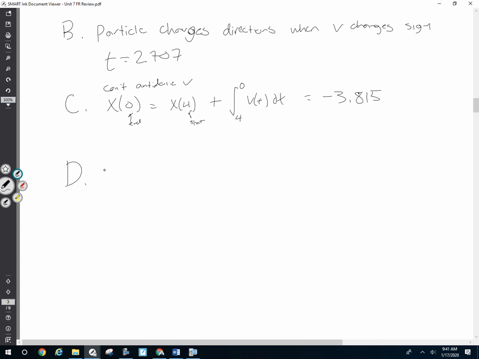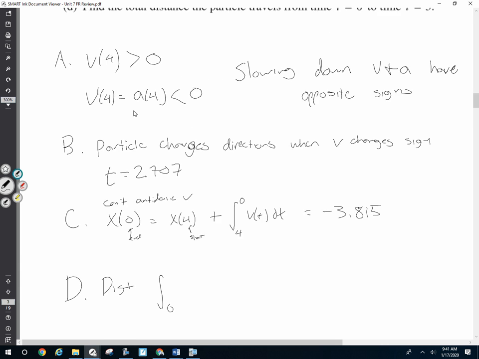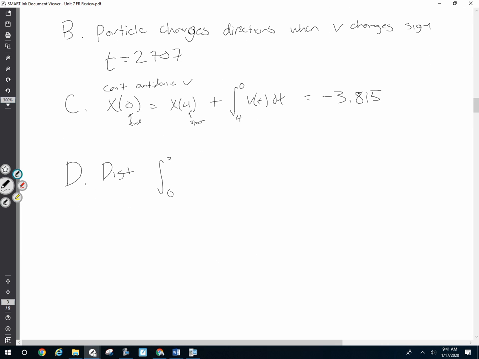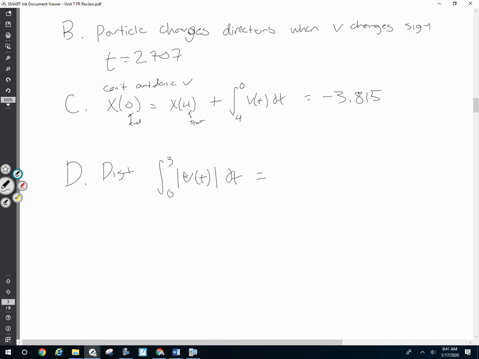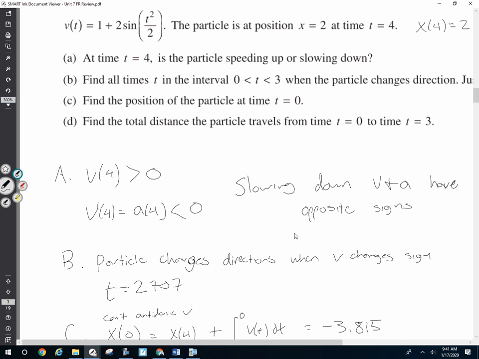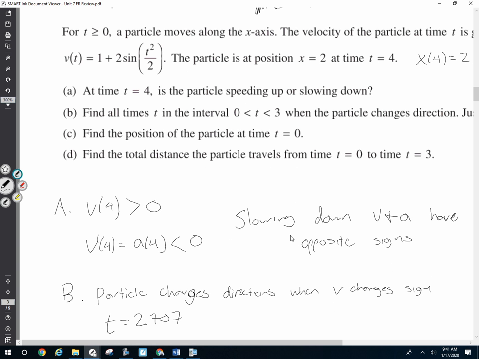Part D, find the total distance. Piece of cake. Distance is the integral from 0 to 3 of the absolute value of v. If v is listed, you do not have to rewrite it. I would expect you to write what you're typing into your calculator. That will help you get some partial credit in case you don't get the right answer.